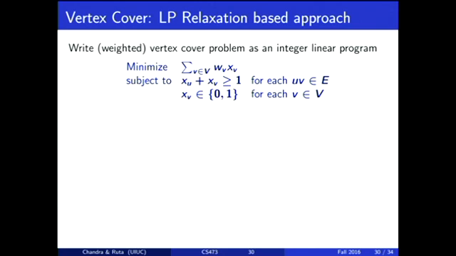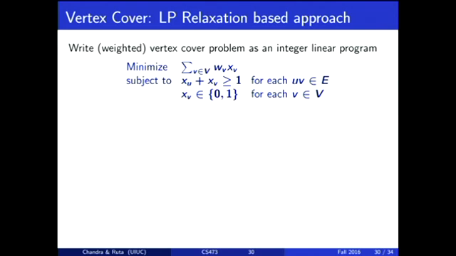So the variables are, what are the variables? For each vertex, there is a variable xv, and we want to take it as 0 or 1. 0 means we don't want that vertex, 1 means we want that vertex. Okay, what are our constraints?